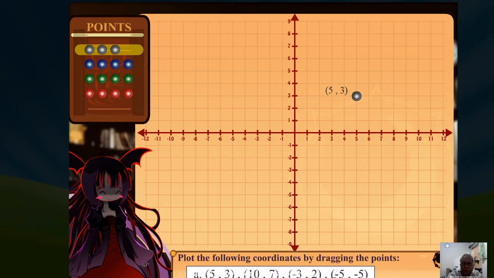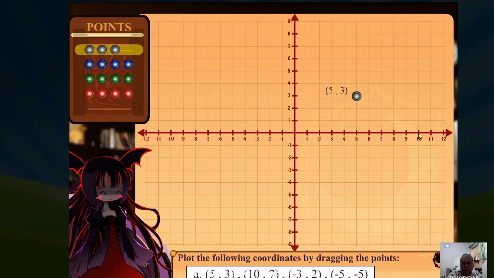Alright, for the (10, 7) and the rest, we'll have another way of locating or plotting the points. The first number on the left, we will locate on the x-axis, and the second number, if that is positive, we go up, and if that is negative, we go down. So for 10, we start from 0 and we locate the 10 on the x-axis. The 10 is positive, so it will be on the right side.